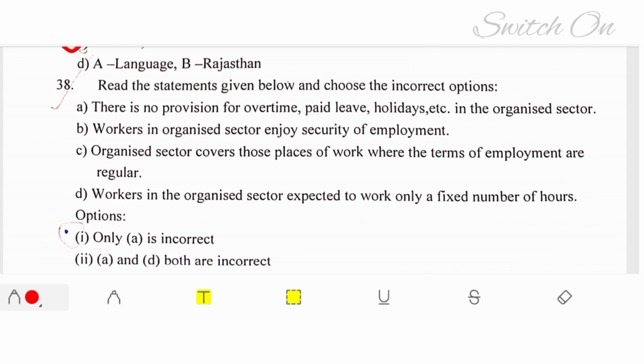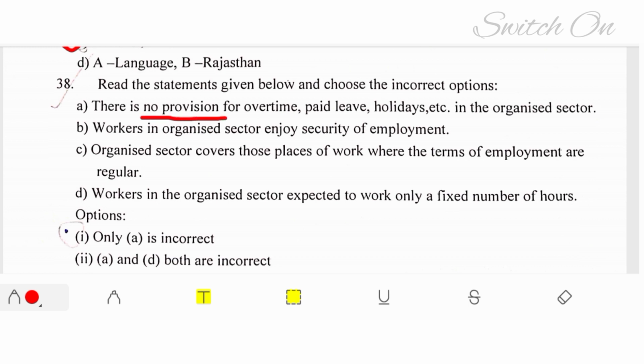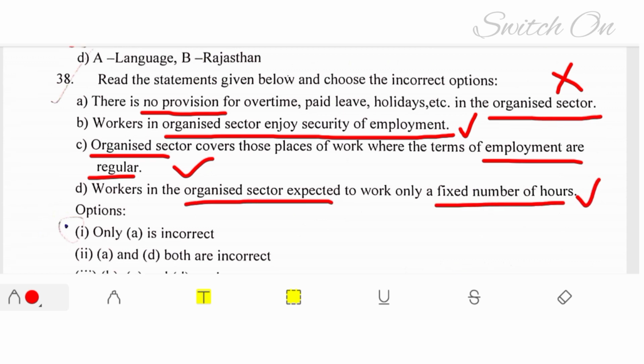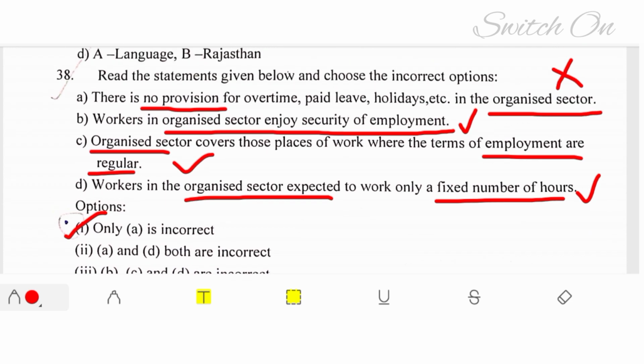Question number 38. There are no provisions for overtime, paid leave, holidays in organized sector. That is wrong. In organized sector, we have all the provisions. So we have read question B. Workers in organized sector enjoy security of employment is right. Organized sector covers those places of work in terms of employment are regular is true. Workers in organized sector expected to work only for fixed number of hours is also true. So only A is incorrect.